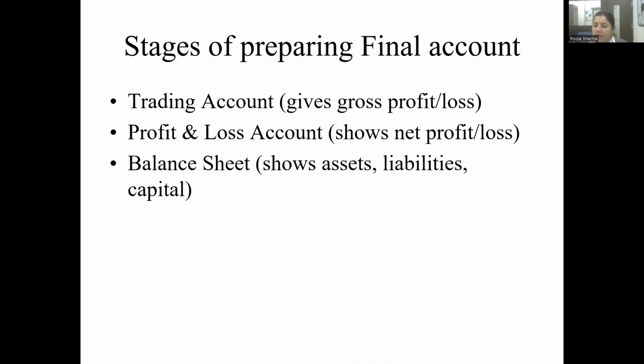Stages of preparing the final accounts. Final accounts are prepared by companies in three steps. First, the trading account, second, the profit and loss account, and third, the balance sheet. The trading account gives information about gross profit and gross loss, and the profit and loss account gives information about net profit and net loss. The balance sheet shows the assets, liabilities, and capital position of the company. These three statements are prepared stepwise.